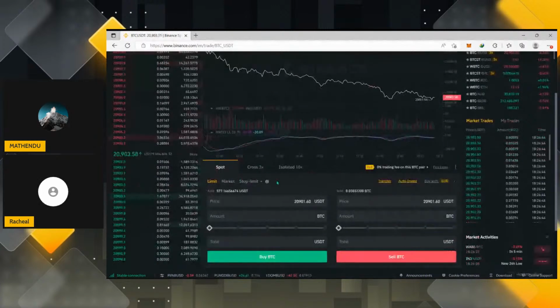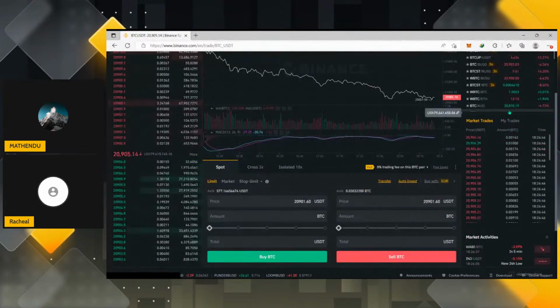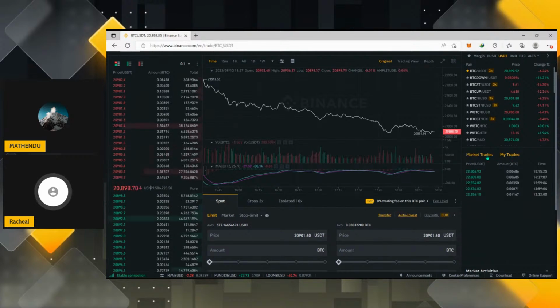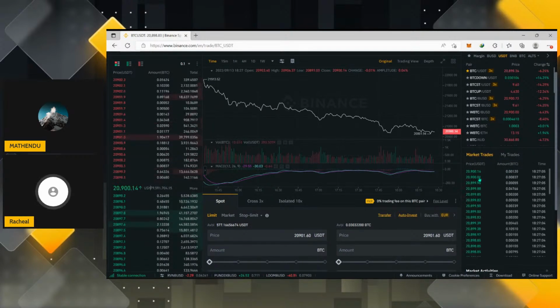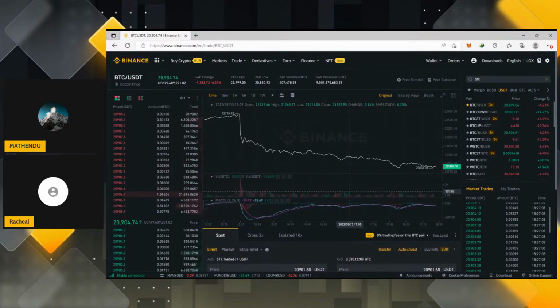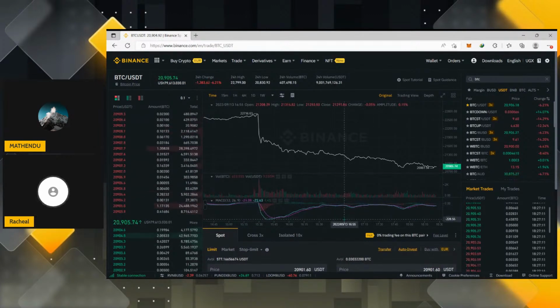Yeah, so that is it. And on my right side, you have market trades. So here you're able to see the trades that have been executed at market price, and the time. And when you click my trades, you can see the trades that you've already completed in this specific trade pair.